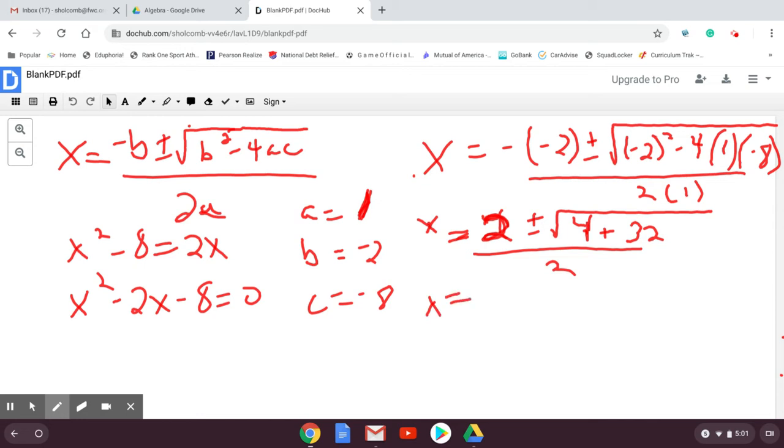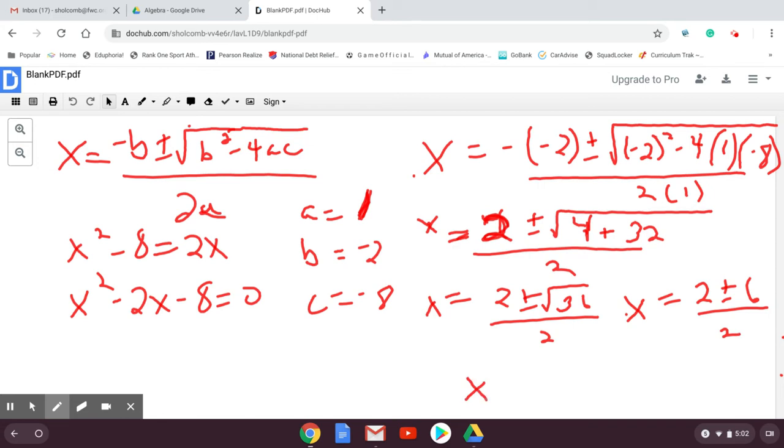So x is equal to 2 plus or minus the square root of 36, divided by 2. Or x is equal to 2 plus or minus 6, divided by 2. And that plus or minus is how we get our two answers. Remember, something squared means I should have two answers. Let's break it down and divide last. Let's do the 2 plus 6 first. 2 plus 6 is 8. 8 divided by 2 is 4. And then you've got 2 minus 6, which is negative 4. Negative 4 divided by 2 is negative 2. There are my two answers.